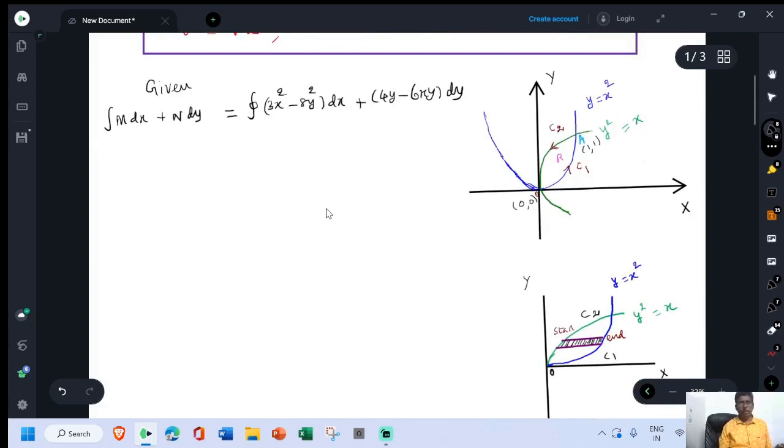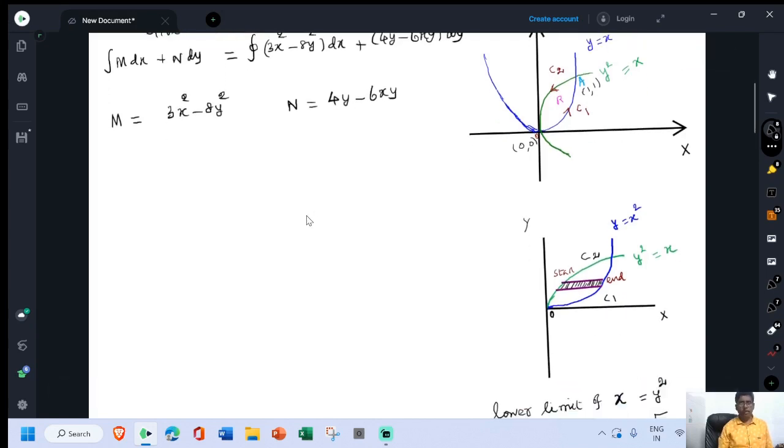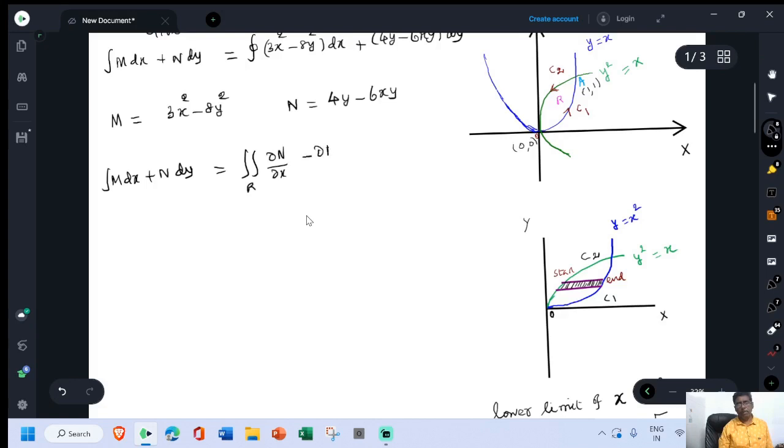Now the value of m equal to 3x square minus 8y square. Then the value of n is 4y minus 6xy. You know Green's theorem: the integral of m dx plus n dy equals the double integral of (∂n/∂x minus ∂m/∂y) dx dy.